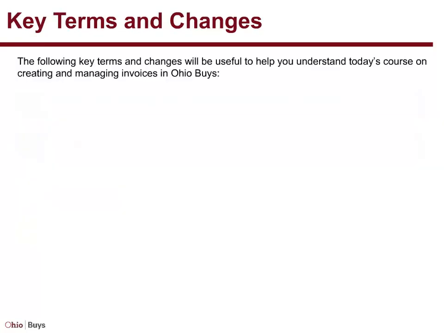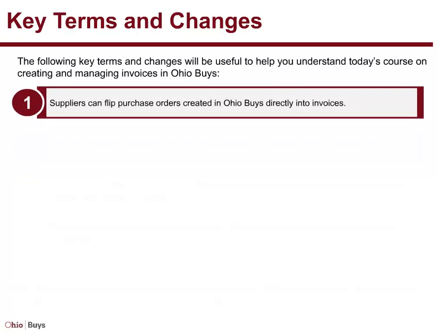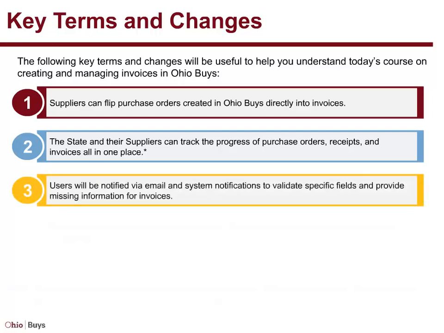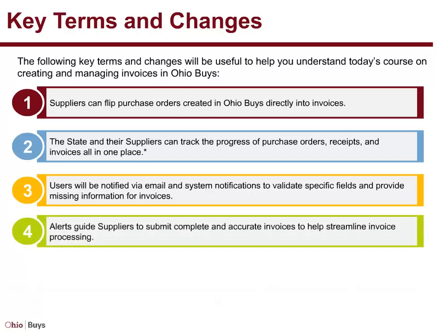The following key terms and changes will be useful to help you understand today's course on creating and managing invoices in Ohio Buys. Suppliers can flip purchase orders created in Ohio Buys directly into invoices. The state and their suppliers can track the progress of purchase orders, receipts, and invoices all in one place. Users will be notified via email and system notifications to validate specific fields and provide missing information for invoices. And alerts guide suppliers to submit complete and accurate invoices to help streamline invoice processing.